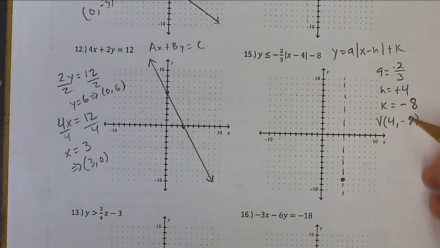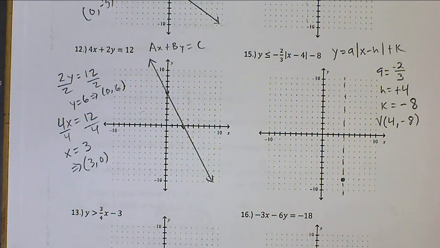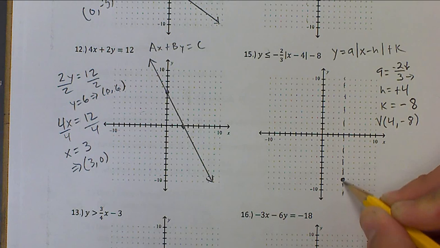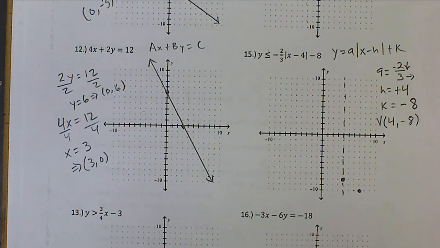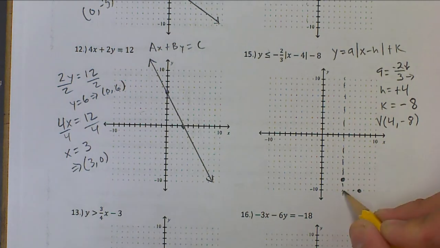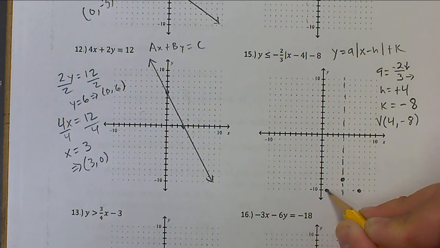And then looking at my a value, negative 2/3. This is actually an example of an absolute value inequality where the V opens down because a is negative. So I'm going to go ahead and follow the rules of slope. I'm going to go down 2, to the right 3, and there's my second point. Okay, and then this point is 1, 2, 3 units away from the axis of symmetry. You can think of it as the run also, from the axis of symmetry, and then to make this symmetric I have to go 3 units the other way to the left.